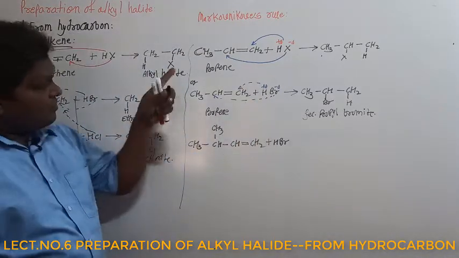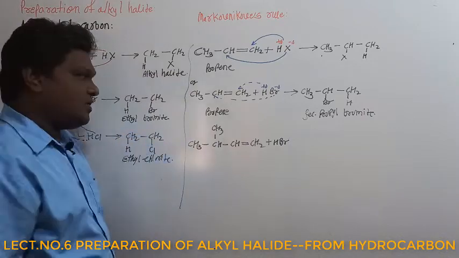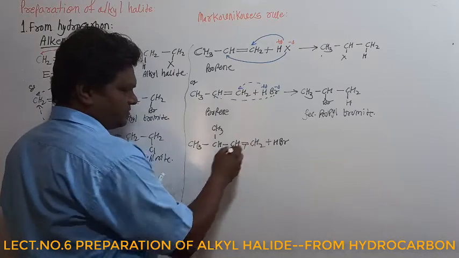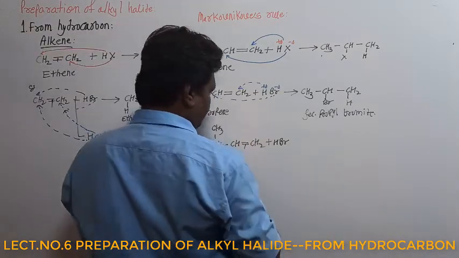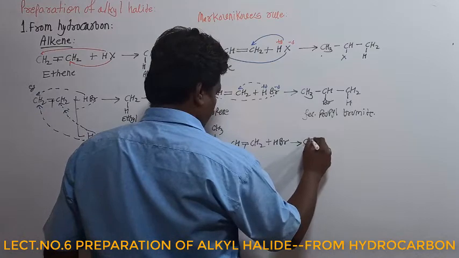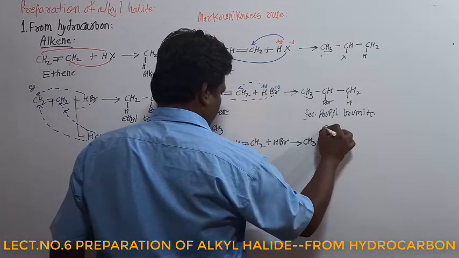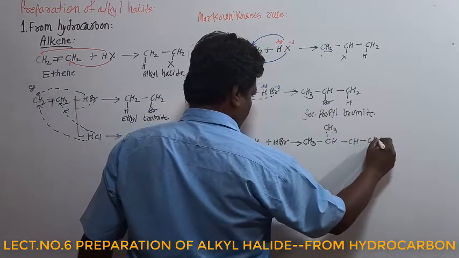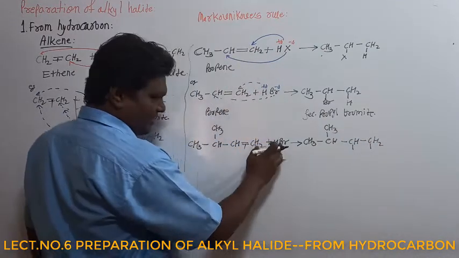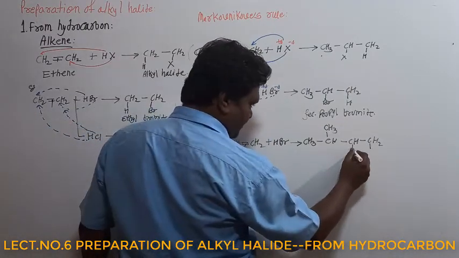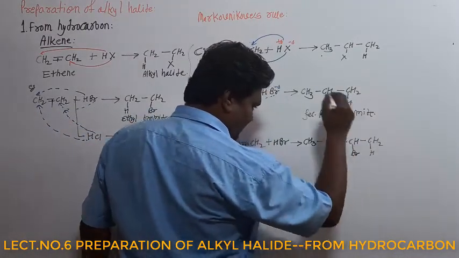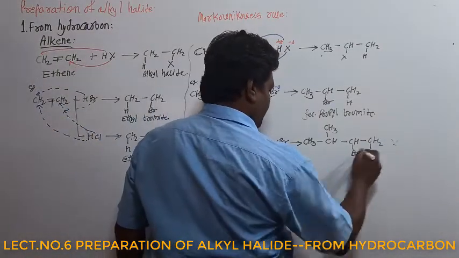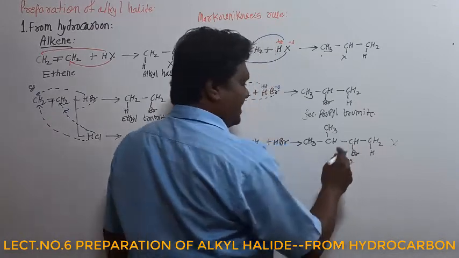If you are going to write this reaction by using Markovnikov's rule, you will get this. Definitely again, the double bond is going to break. Negative part will attach to the carbon containing fewer hydrogen atoms. Bromine atom will attach here and hydrogen atom will attach here. But you never get this. This is the wrong one, this is not obtained.